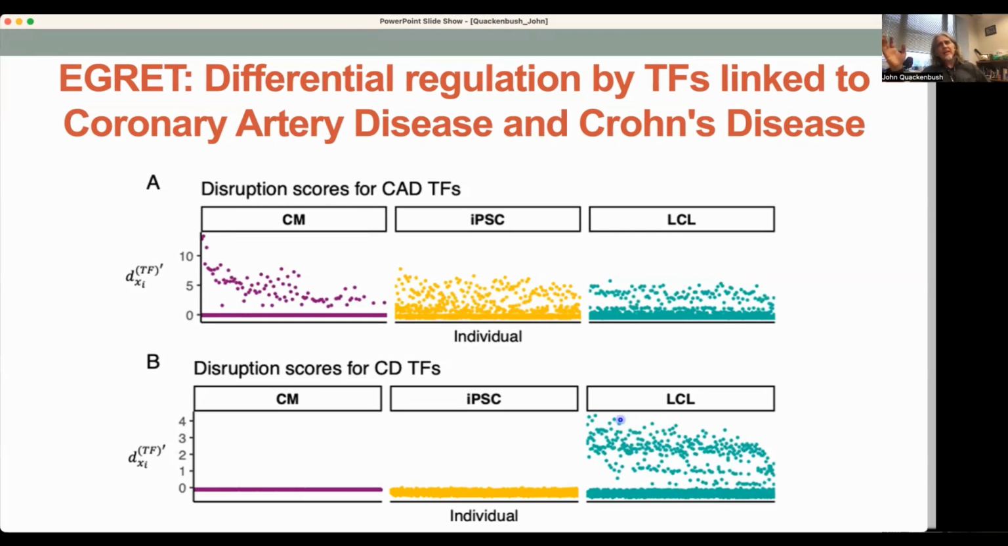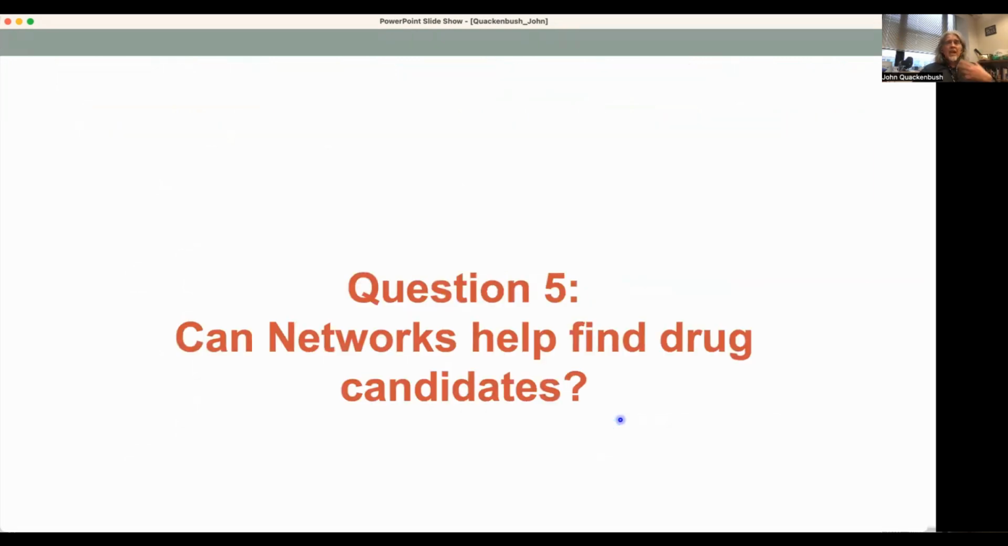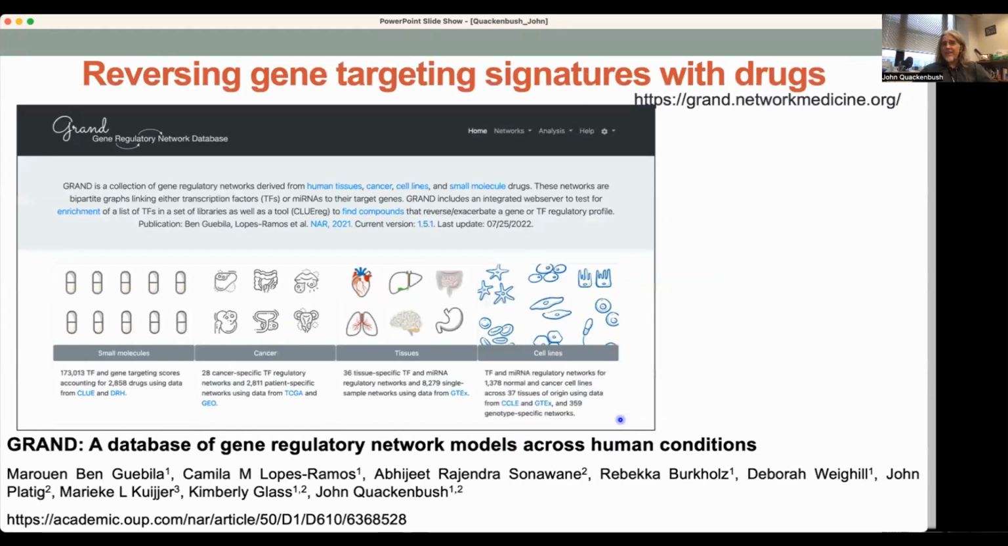And what it's telling us is that our own individual genotypes influence the way our networks are put together in disease-specific manners. So this is exciting because this problem of teasing out various influences is now starting to fall into place. So the final question I'll try to address today is, can we use these networks to help find drug candidates? And again, the answer is yes.